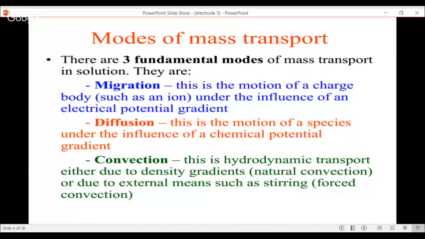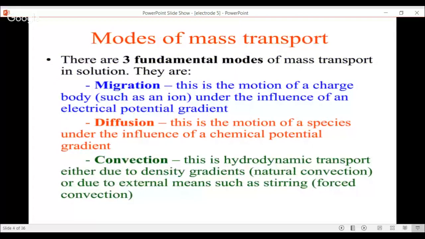Diffusion, this is the most common, the motion of a species under the influence of a chemical potential gradient. Chemical potential, that is electrical potential, this is chemical potential. Diffusion is mainly due to the concentration gradient. Convection, this is the hydrodynamic transport, either due to density gradients, natural convection, or due to external means such as stirring, forced convection. So therefore, convection can be either by stirring or by the density gradients. Diffusion is because of the concentration gradient. Migration is due to the electrical potential gradient.